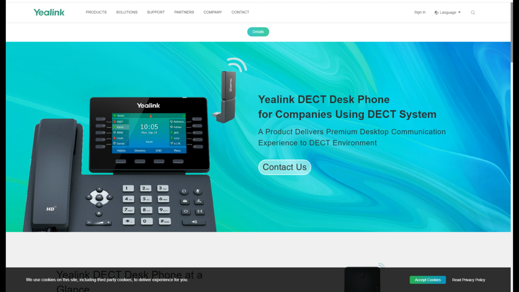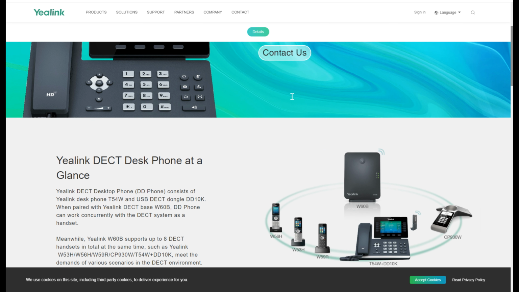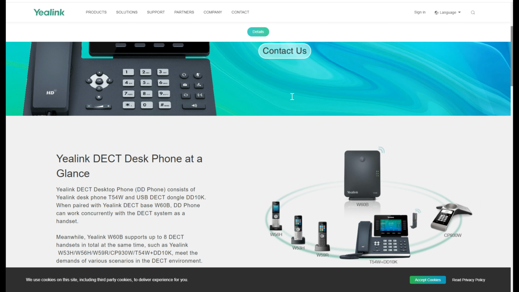So we're just going to go a little bit over this physical phone, as well as the USB DECT dongle, which wirelessly connects the phone to the base station, so you can communicate with the handheld phones as well, that we have. What we're going to be looking at today is the Yealink phone with the DD10K dongle, as well as one of the handsets.